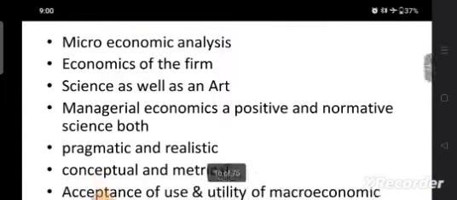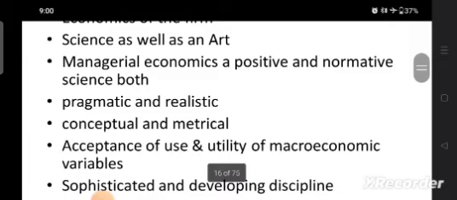And the next one is acceptance of use and utility of macroeconomic variables. That means in understanding the overall economic environment of an economy and its influence on a particular firm, the study and knowledge of macroeconomic variables or macroeconomics is a must. For example, the study of monetary policy, fiscal policy, or industrial, labor or EXIM policy, right? So it is done in managerial economics to know the influence of these on the business of the firm. That's why we say that it is acceptance of use and utility of macroeconomic variables.